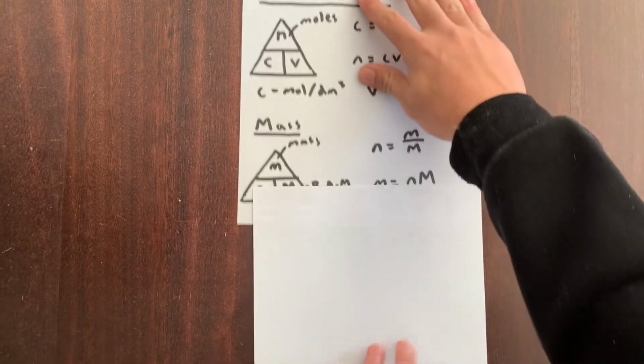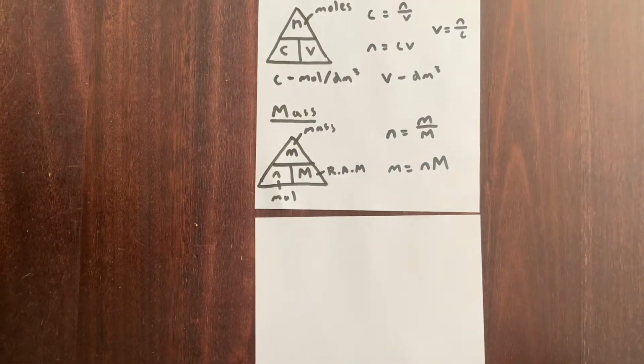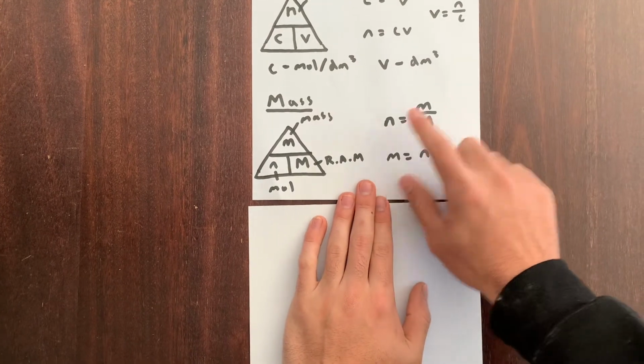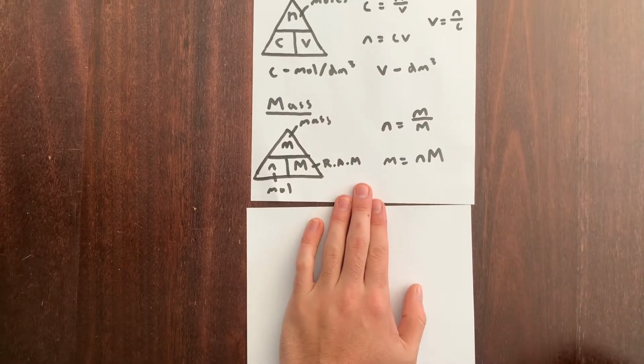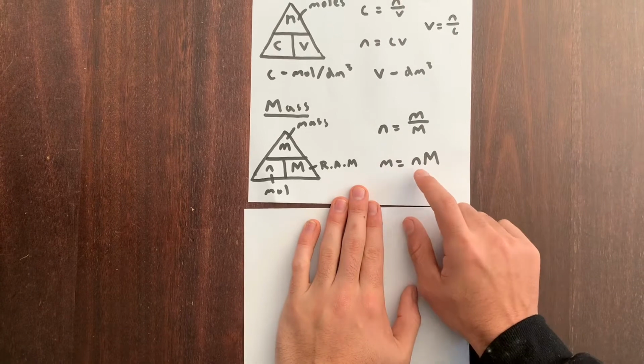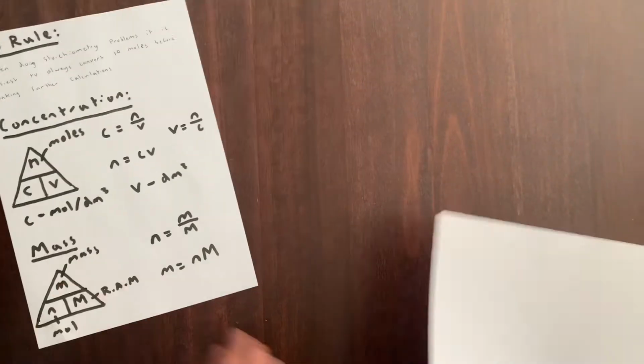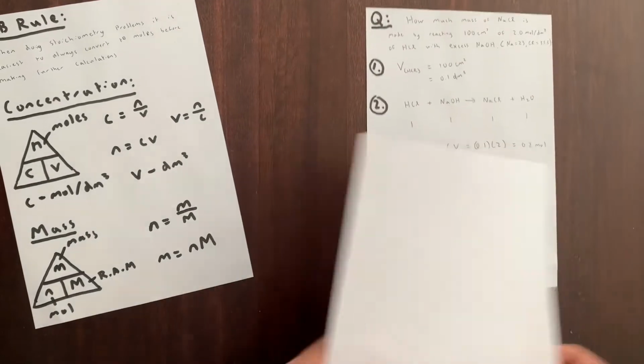And then the other one we did in the last video, which is mass. So I'm going to go over it quickly. The two important formulas we need are: moles is equal to mass over relative atomic mass, and mass is equal to moles times relative atomic mass. Okay, so now that we have those, let's dive straight into the problem.